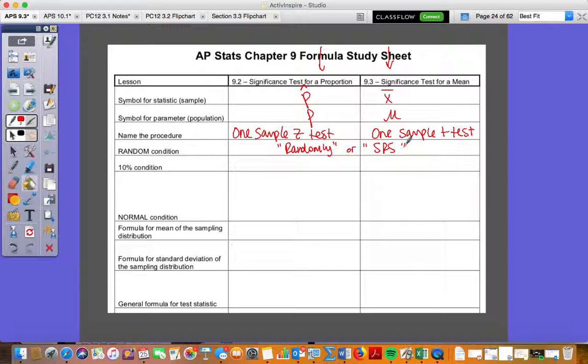Cool. 10% condition. What do we know about that? Kristen, what do you think? It has to be less than or equal to 1/10 of the whole population. Good. And you just make sure you plug it in and show that, right? And this would be the same for both parts. That's condition 2.